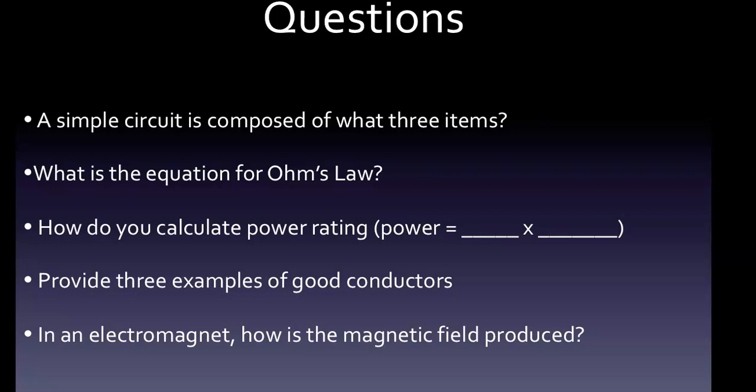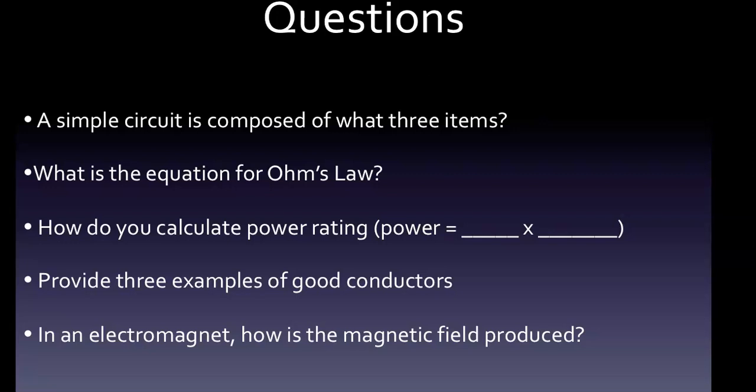Okay, so we want to know a simple circuit. What 3 items make up a simple circuit? The equation for Ohm's law. Also, how you calculate power rating. Some examples of good conductors, and then a little bit about electromagnets and the magnetic field and how it's produced. Okay, so if you know that stuff, you'll be in good shape.